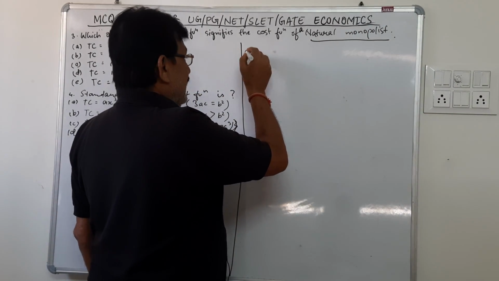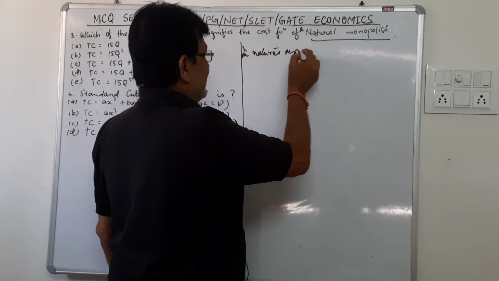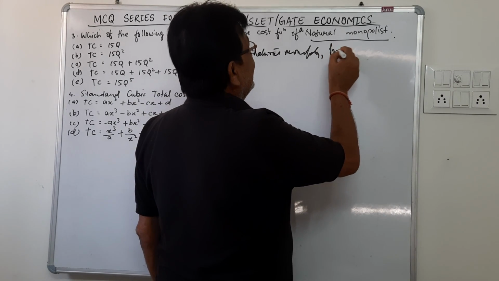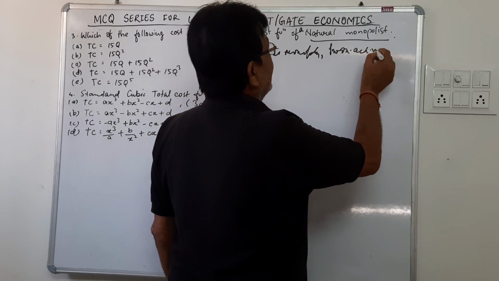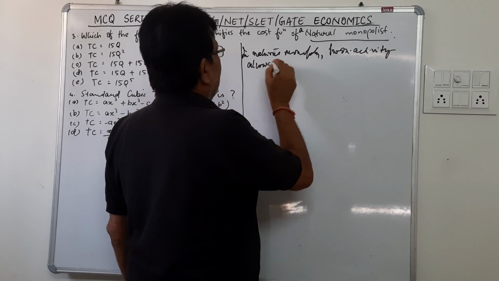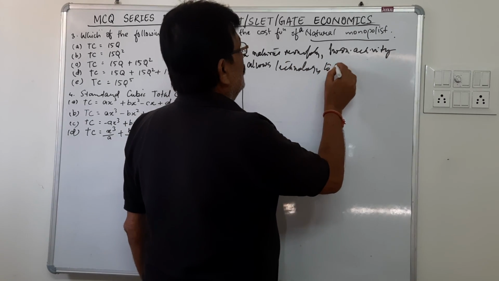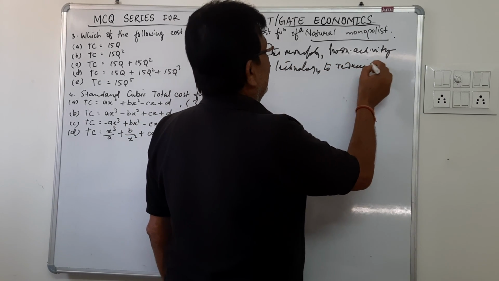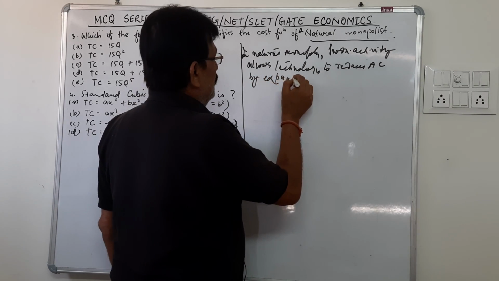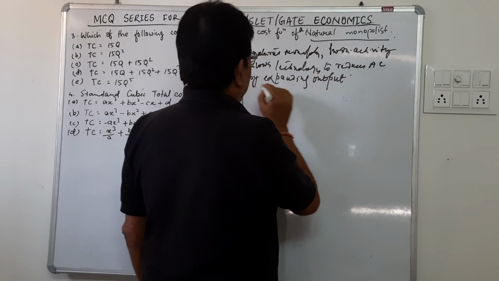In a natural monopoly, the production activity allows technology to reduce average cost by expanding output. Yes, that is the very concept of a natural monopolist.